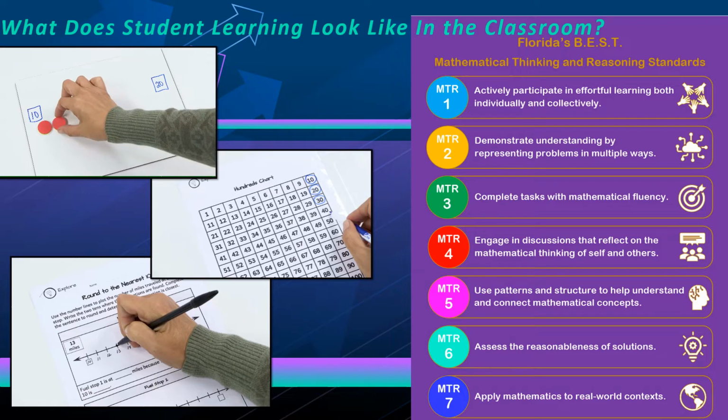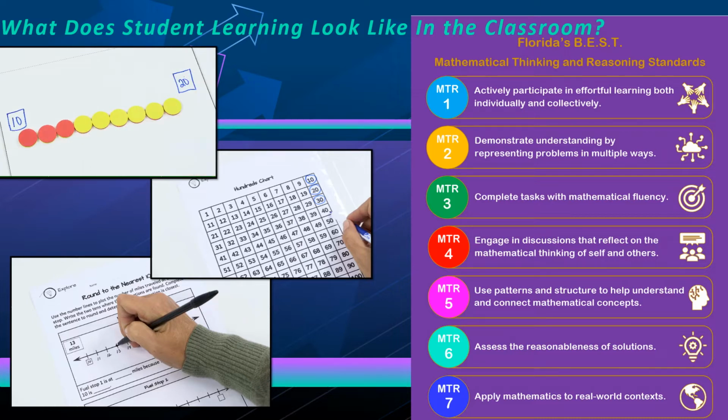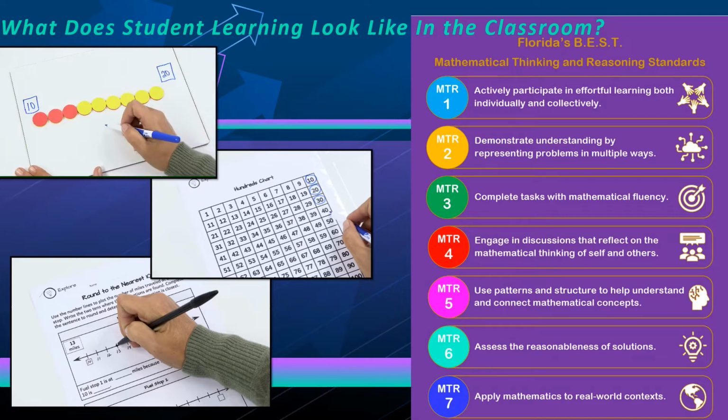What should we see happening in the classroom to help students achieve these goals? Here we see a video of a student modeling rounding strategies to the nearest 10 using counters. The number they are trying to round is 13. By using the red sides and the yellow sides of the counters, students can determine the distance to determine which 10 13 is nearest to.